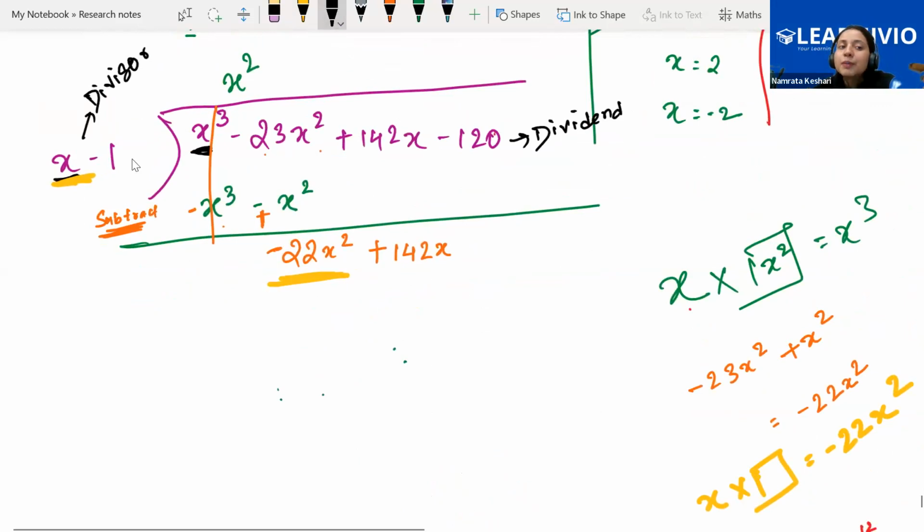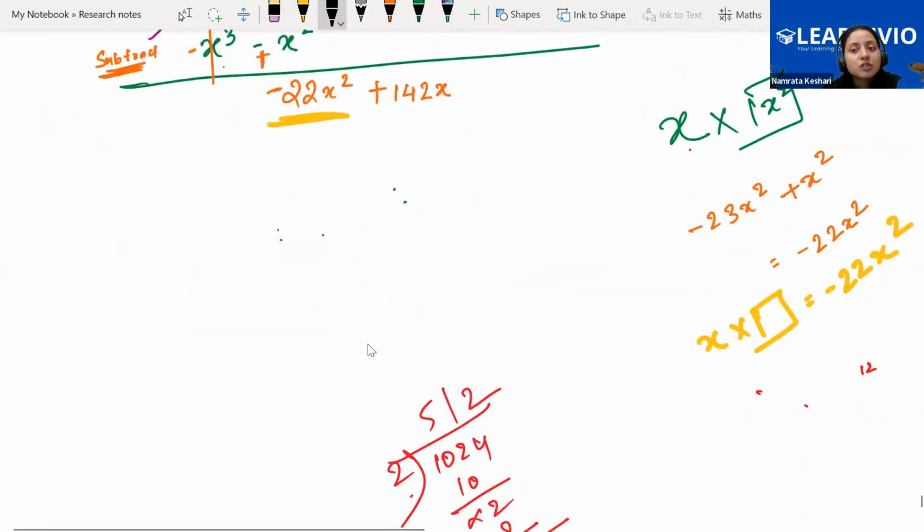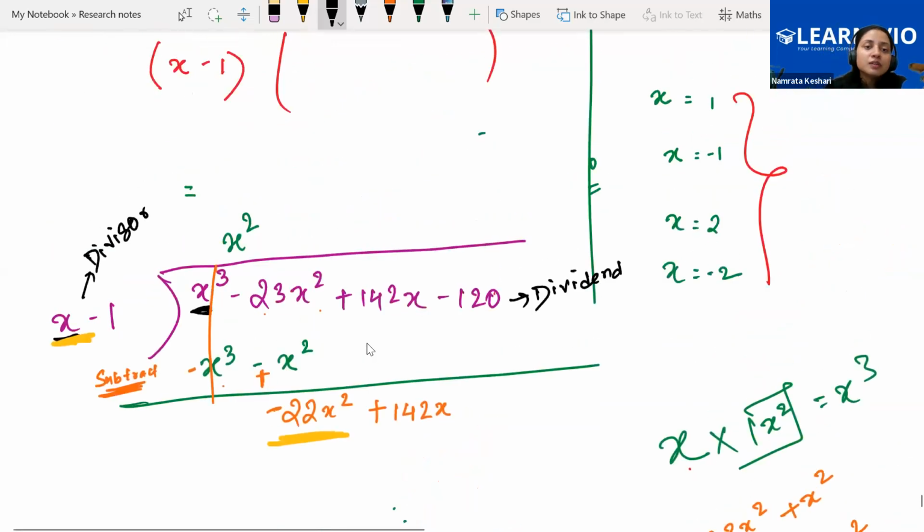So, what should we multiply with this x to get minus 22x square? That is the question. And yes, a few students have already responded. We must multiply minus 22x only. x में minus 22x multiply करेंगे तो minus 22x square we will be able to generate. Okay, so minus 22x we will write over here.